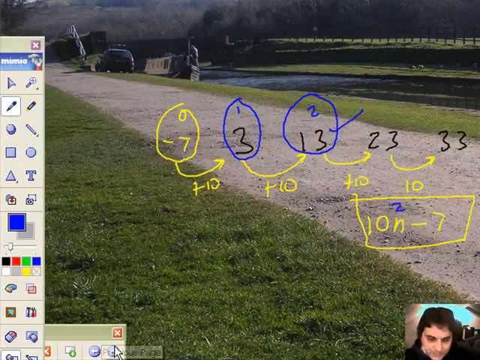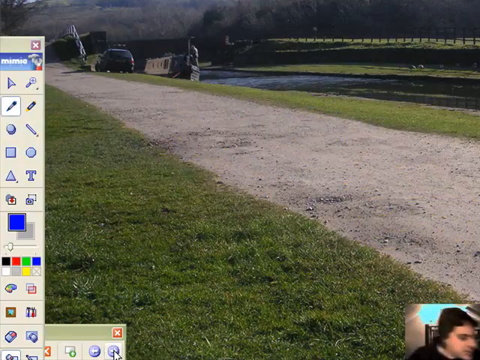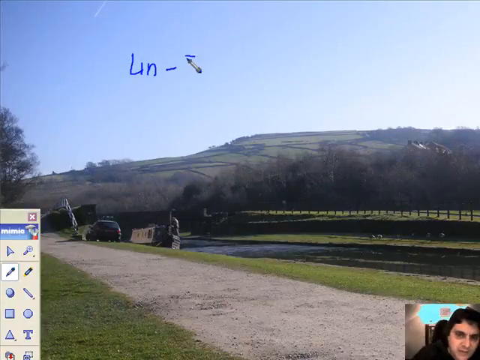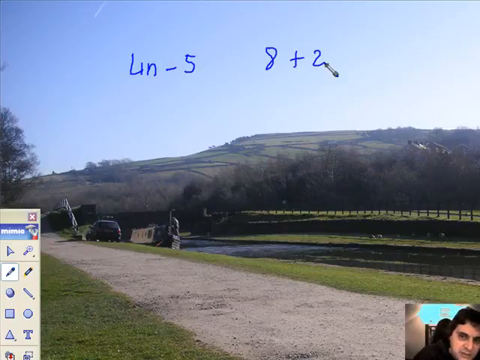It's a little bit weird. This will be the last one, I think. It says the nth term of a sequence is 4n minus 5. And the nth term of a different sequence is 8 plus 2n. Joe says that there are no numbers that are in both sequences. Show that Joe is right.